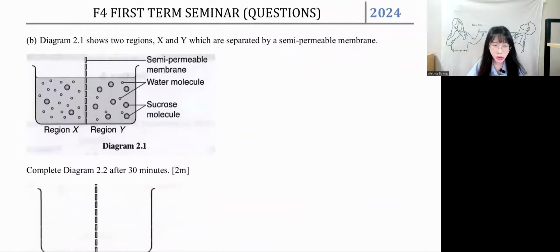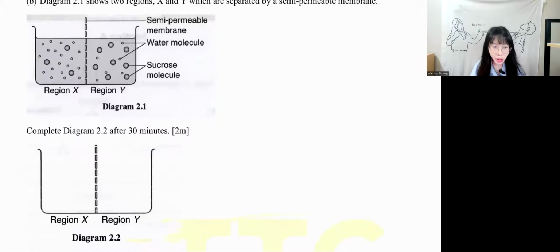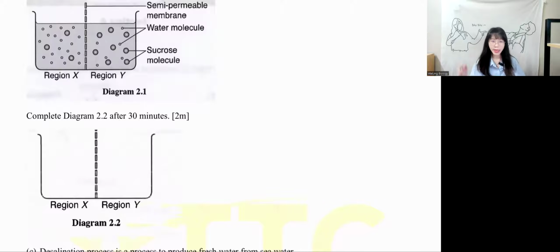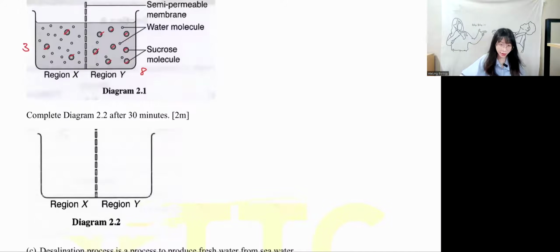Okay, now 2.1 shows two regions X and Y which are separated by a semi-permeable membrane. Complete diagram 2.2 after 30 minutes. To draw this, again, we have to count the sucrose. For X, how many sucrose do you have? 1, 2, 3, 3, right? Okay. How many do you have in Y? 1, 2, 3, 4, 5, 6, 7, 8. 8 in total. So to draw this diagram, water molecule in X or Y is higher after 30 minutes?